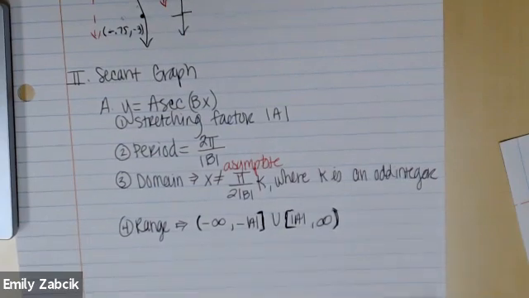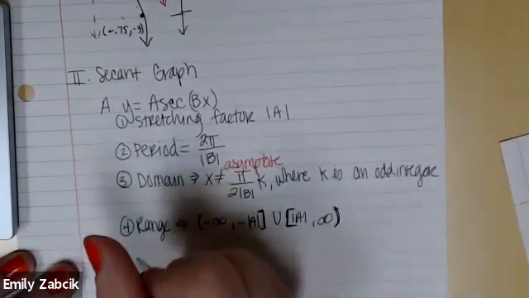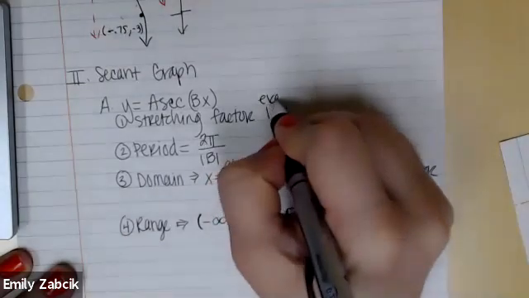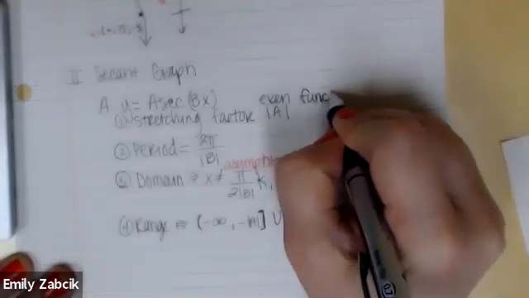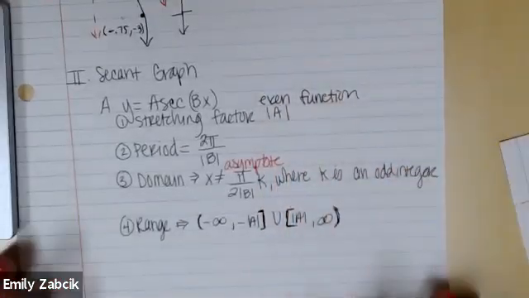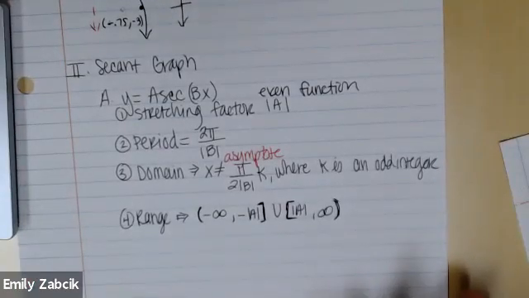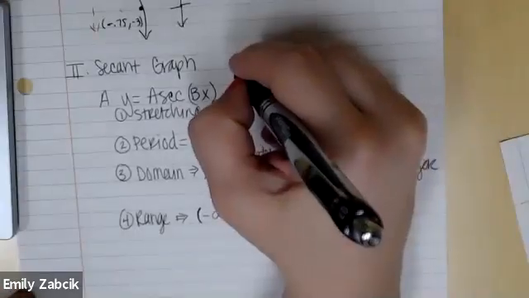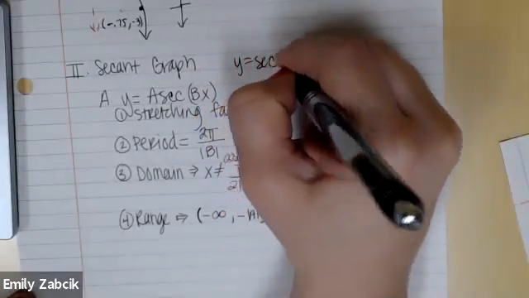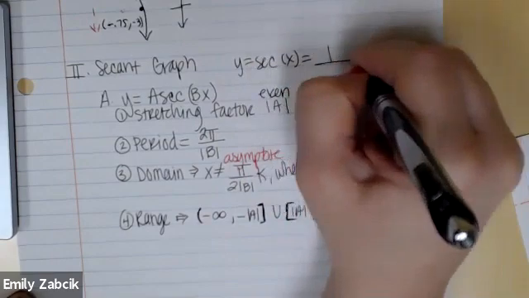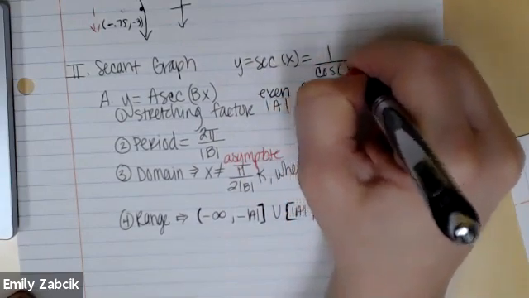Again, there is no amplitude, and this is an even function. Put this back up here. This is an even function, and that's because cosine is an even function. And remember the relationship between your secant and your cosine. If I were to say y is equal to secant of x, that is 1 over cosine of x.